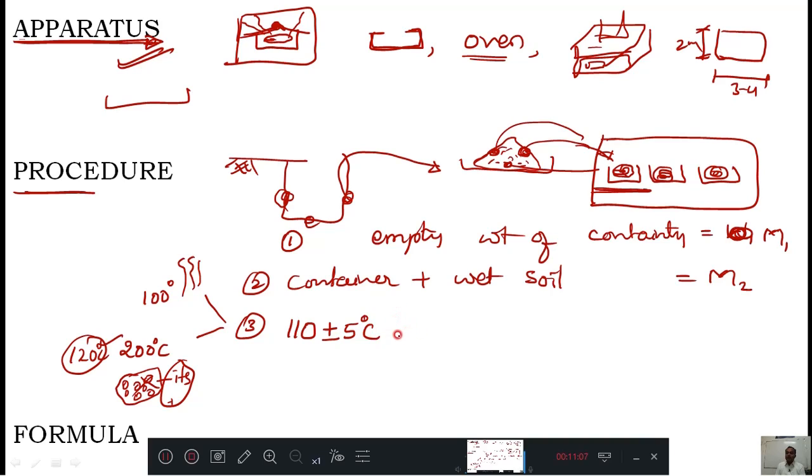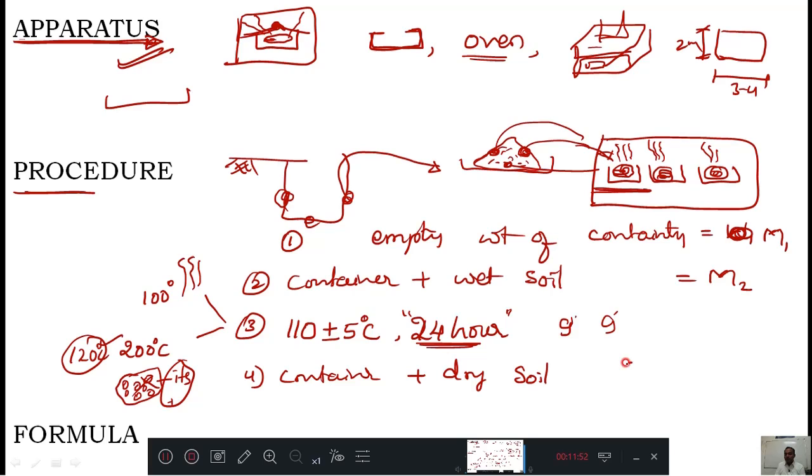Then after that, these 3 containers we need to put in the oven for 24 hours. Why 24 hours? The reason behind it is simply convenience: if you put it in today at 9 o'clock, then tomorrow at 9 o'clock you come and open it. After 24 hours when you come back, the water will be evaporated and you will see only dry soil. Then in the fourth step, you measure the container plus dry soil.